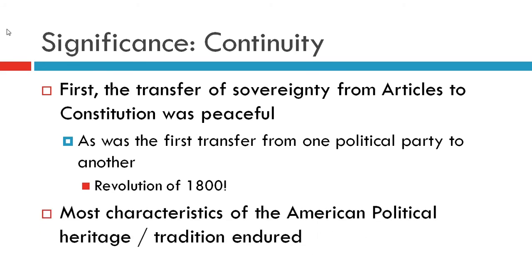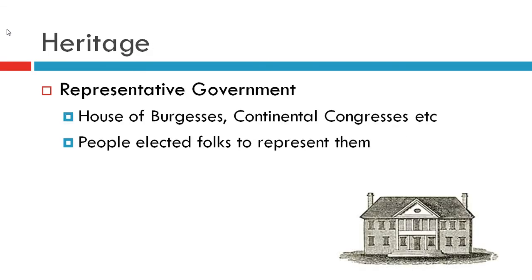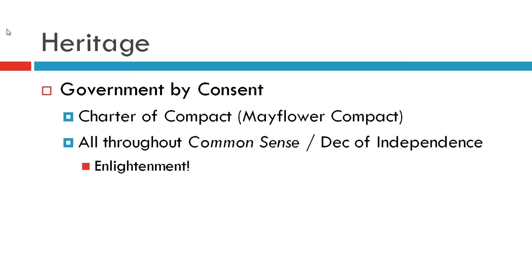Most characteristics of the American political heritage and tradition endure throughout this entire period and to the present day. Some other basic examples of heritage that continues: representative government can be seen in the House of Burgesses back in the Virginia colony in 1619, all throughout the Continental Congresses, and to the present day. Government by consent, the sort of charter or compact approach. We see that with the Mayflower Compact. We see that through the enlightened ideas of Common Sense and the Declaration of Independence, which suggests that we actually are justified in splitting from Britain because the charter or compact has been violated.